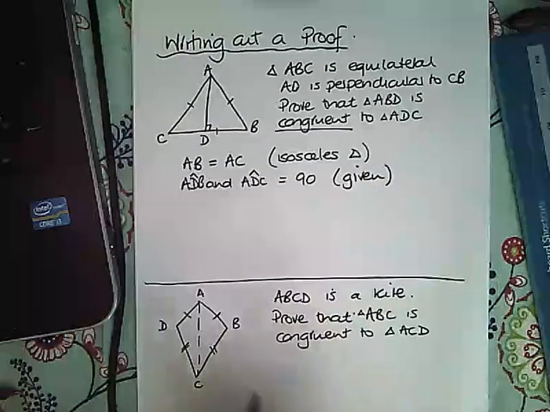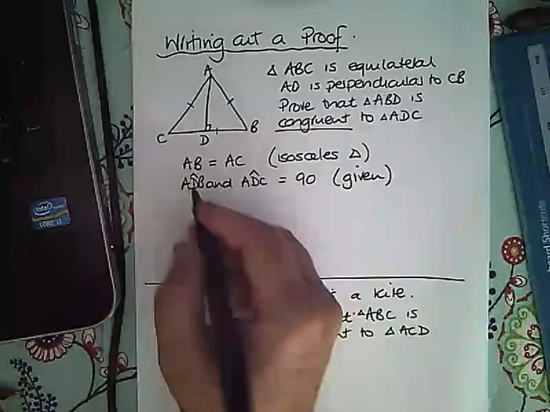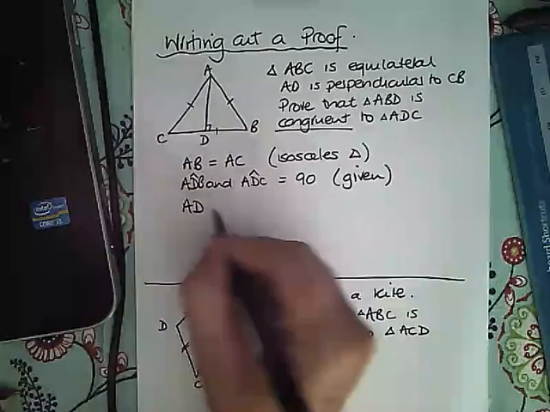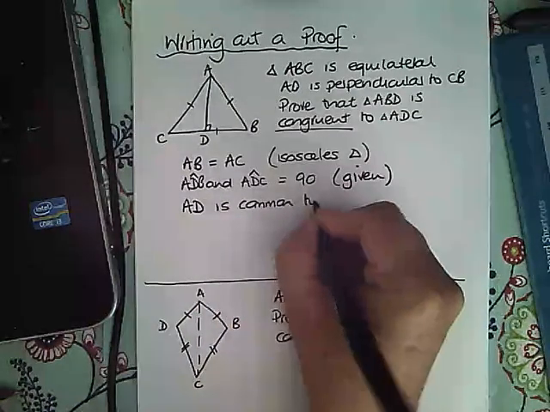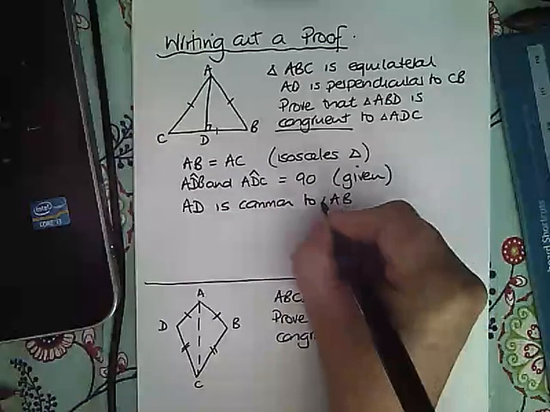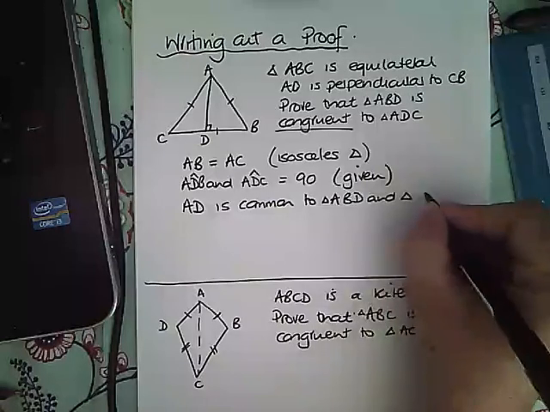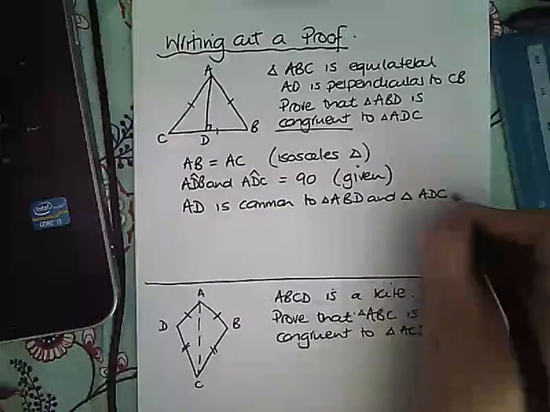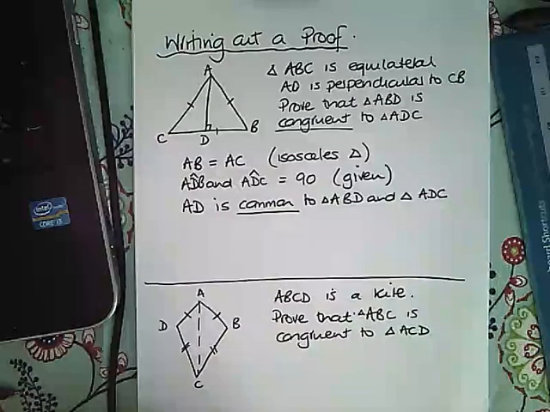And finally, and this is the kind of trick that you need to look for often in a congruent triangle question, AD, the line AD is common to triangle ABD and triangle ADC. And that is the phrase we use if they both share that same side.